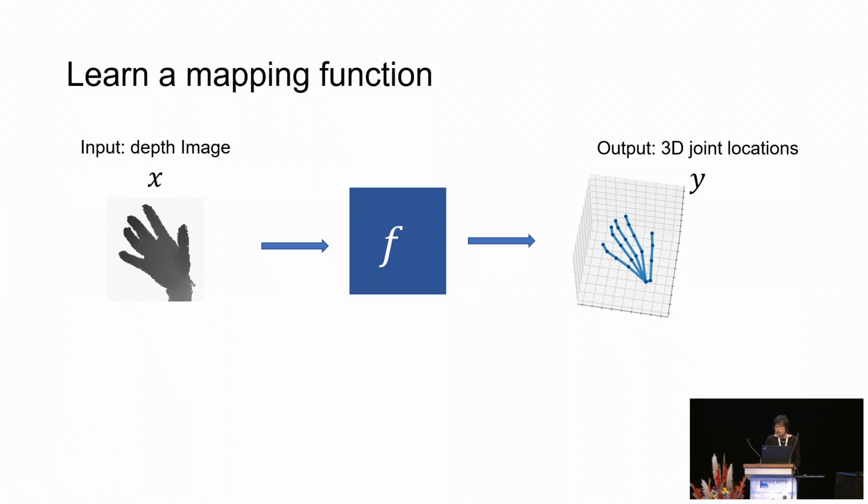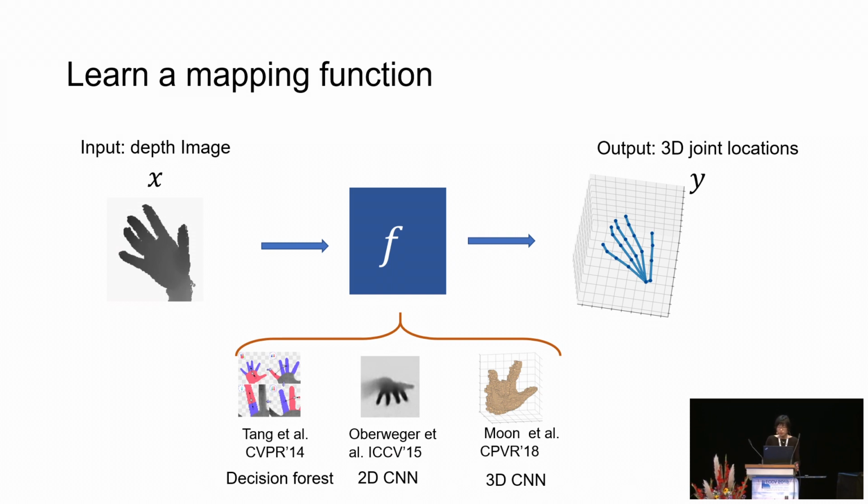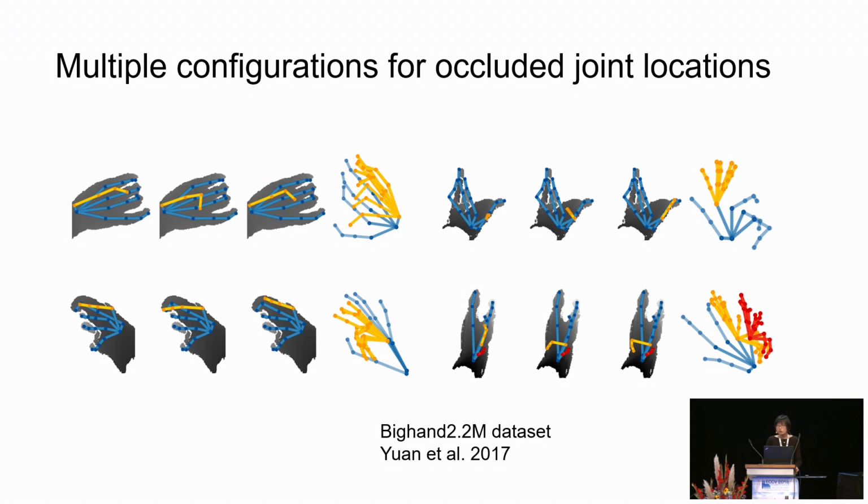For this formulation, we can learn a mapping function between the input image X and its label Y if a labeled dataset is given. Prior methods choose decision forest, 2D CNN or 3D CNN as the function. They have proven to be very effective in most cases. However, they are not able to handle occlusion very well. So what's the problem under occlusion?